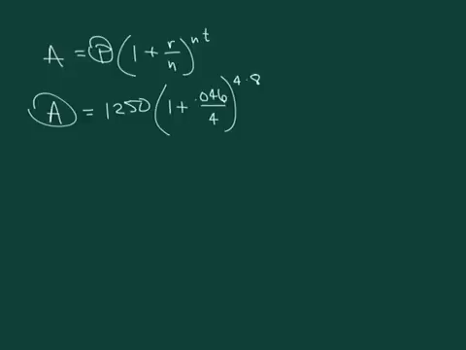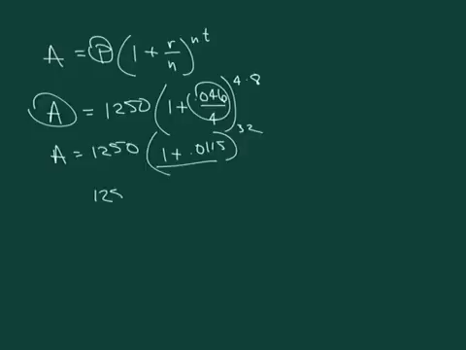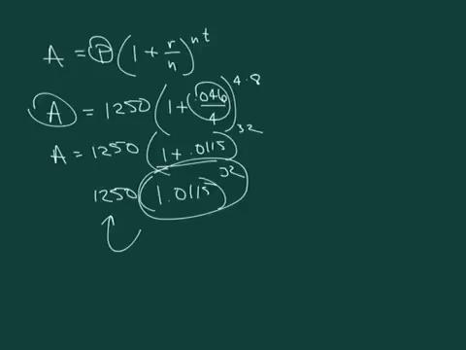Okay, so doing PEMDAS, you're going to do what's in the parentheses first. So we get 1 plus, we're going to do this part first, 0.0115, and that's going to be, let's just make that to the 32nd power. We're going to add those up. To the 32nd power. Now we're going to do this part of PEMDAS, the exponents, 1.0115 to the 32nd power. Then we're going to multiply it by 1250.